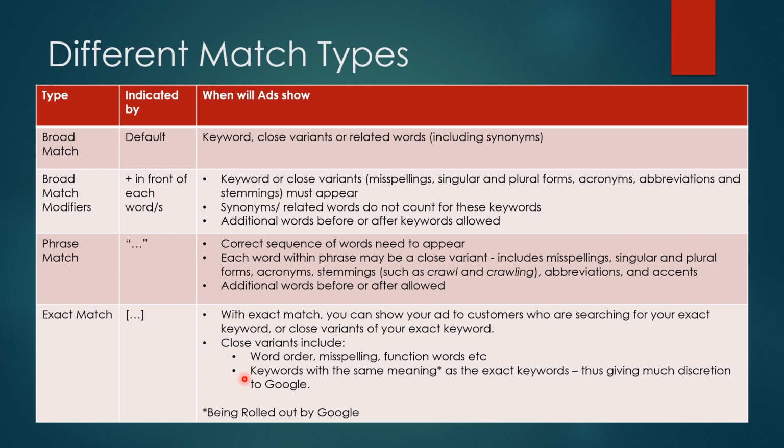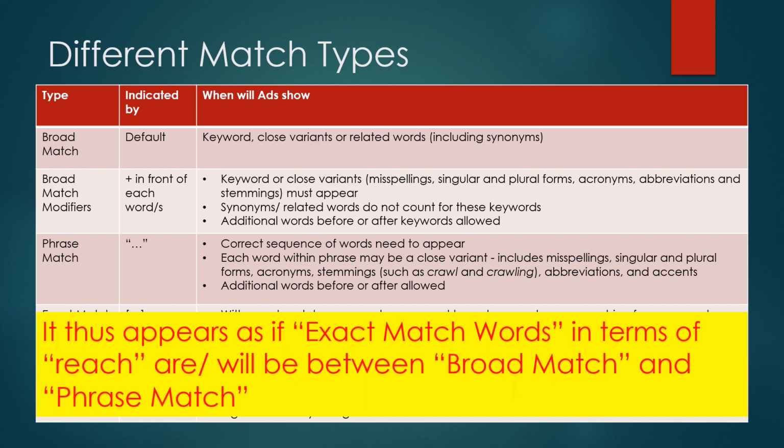And this change, and there's a little asterisk here, because this change is currently being rolled out by Google. It thus appears as if exact match words in terms of reach are or will be between broad match and phrase match keywords. So the next question is, how do we apply these different types of keywords practically to our model?